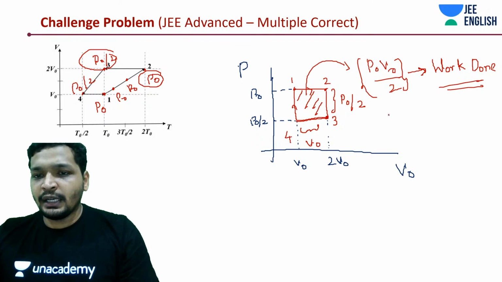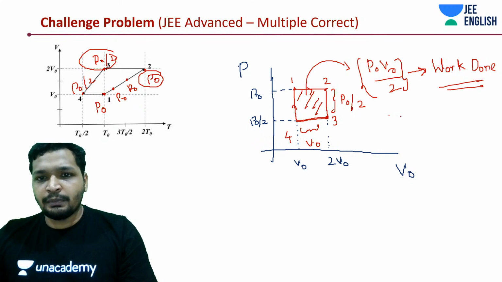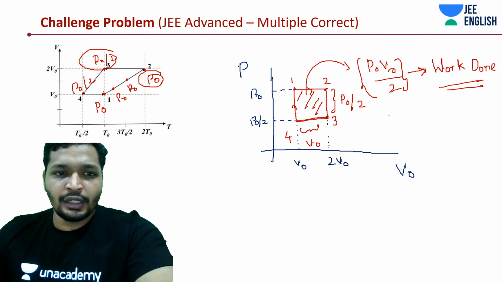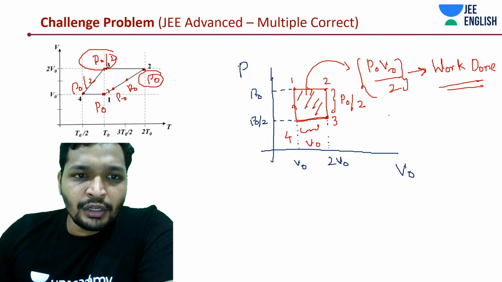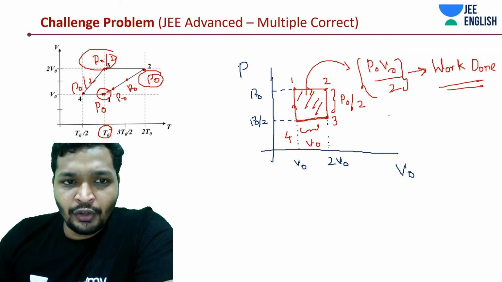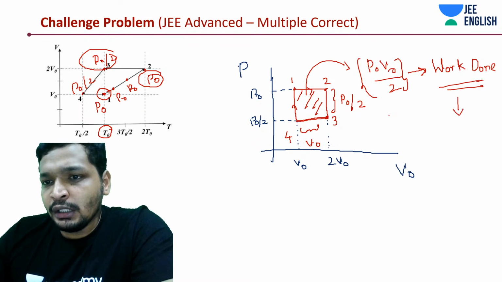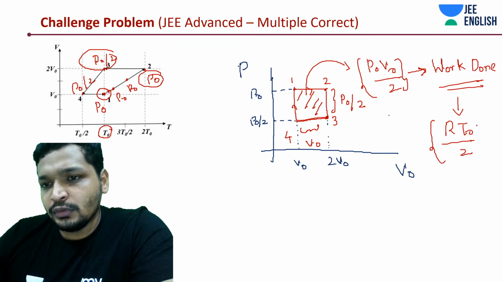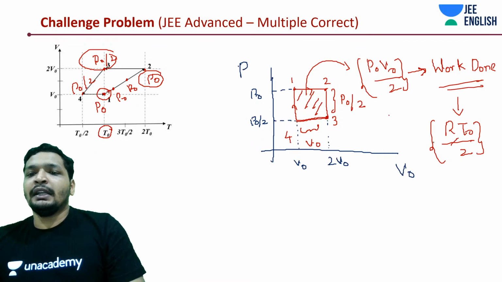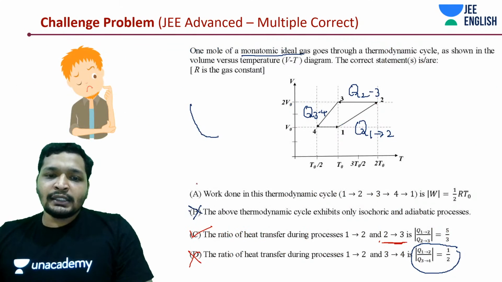This also can be written as PV is equal to nRT. I'm going to call this P naught into V naught. What does P naught into V naught yield? P naught into V naught yields T naught. So the work done would be R T naught by 2. PV is equal to nRT. And as 1. So yes, A is correct.